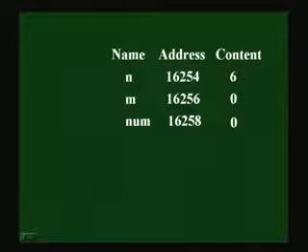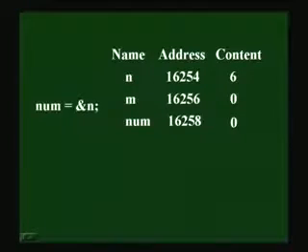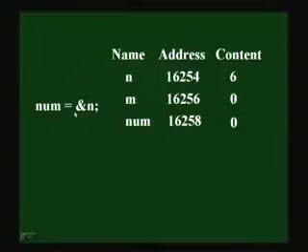So we changed n equal to 6, and now we are going to point the pointer to a location. We have this pointer num, and we want to point it to the address of the variable n. So we are going to point the pointer num to the variable n. This ampersand sign is one of the operators associated with the pointer. There are two operators: one is the asterisk sign, which we saw, and the other is the ampersand sign.